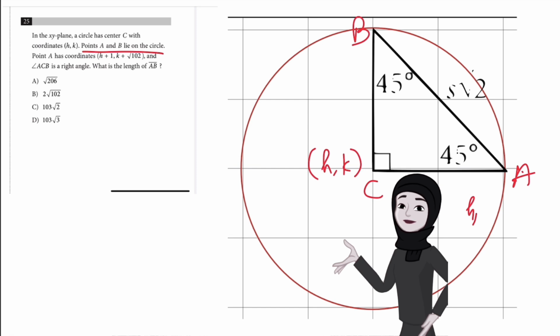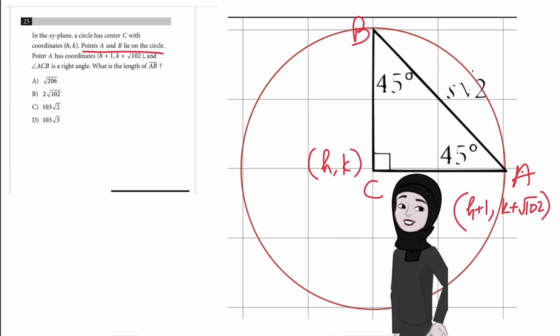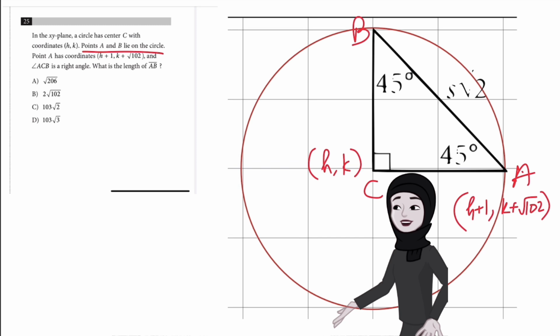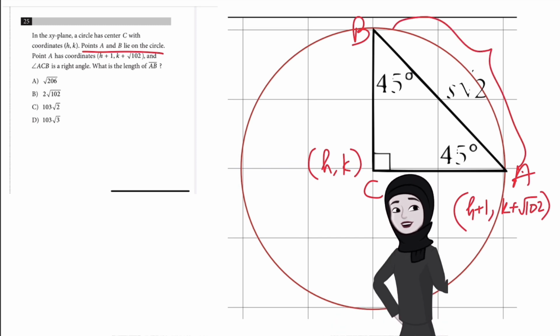And point A has the coordinates h plus 1, k plus square root of 102. So this is given for coordinate A. And angle ACB is a right angle. So what is the length of AB? So we need the length of this one.